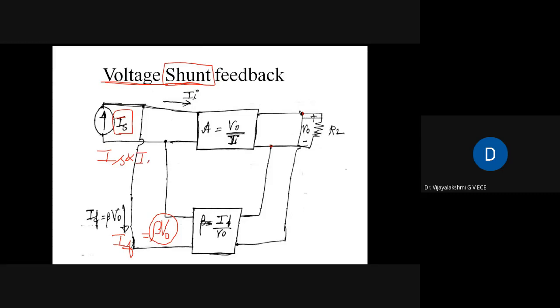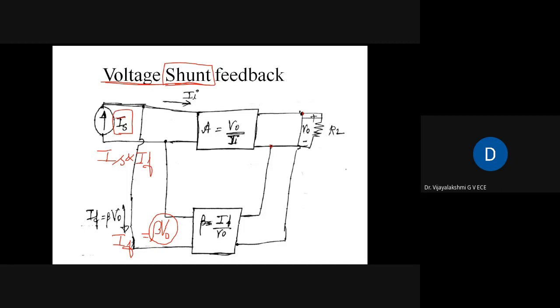This is voltage shunt. From the output, I am taking voltage, that is beta times V, because at the output I am taking voltage signal V naught. Part of the V naught is beta times V naught. Now it has to be connected in shunt. So shunt means I can only go for adding in parallel. So when you are adding two signals in parallel, they have to be always current signals. So the source is the current source and the feedback is the current feedback. So IF is equal to beta times V naught.